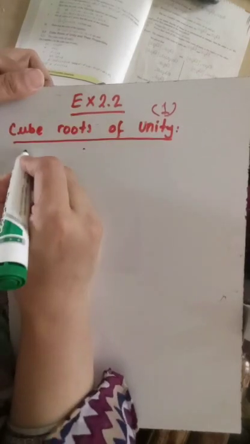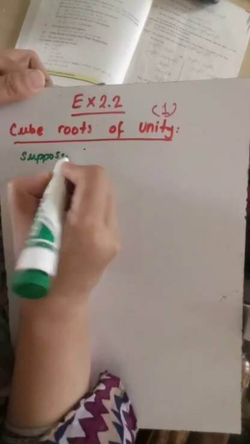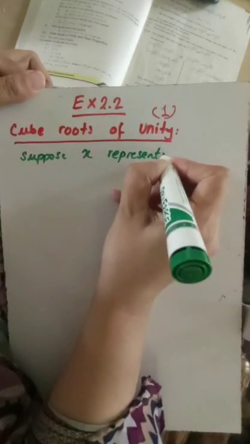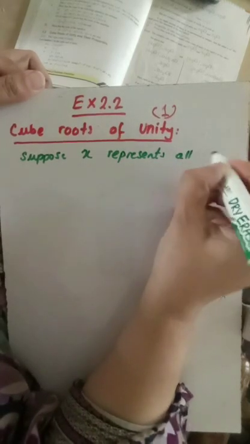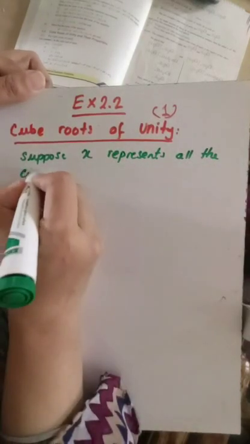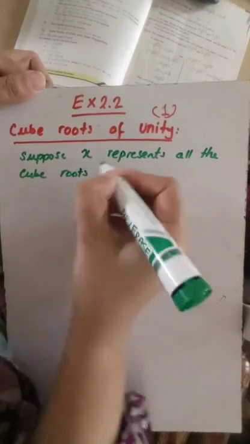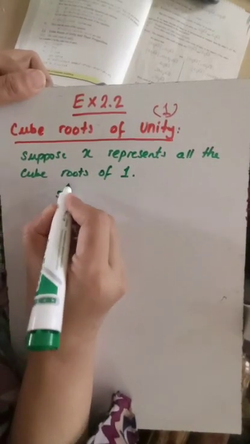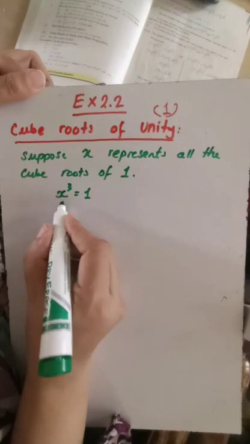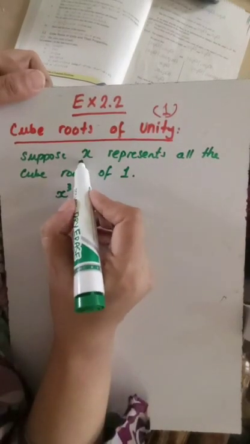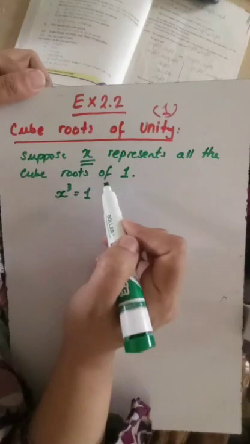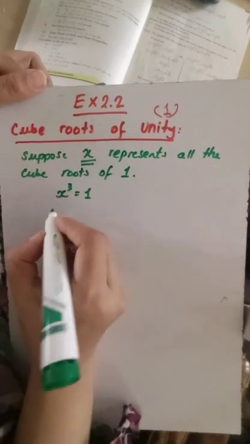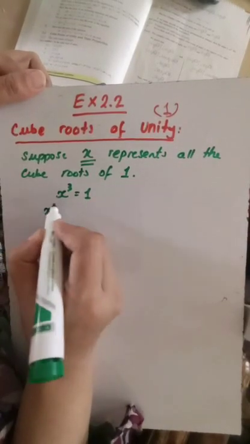Now suppose the variable x represents all the cube roots of 1. If it is a cube root, then it means that x cube should give you 1. We want to find the value of x, because x is representing all the cube roots of 1, so its values will give us the cube roots of 1 which we are seeking in this topic. x cube is equal to 1.